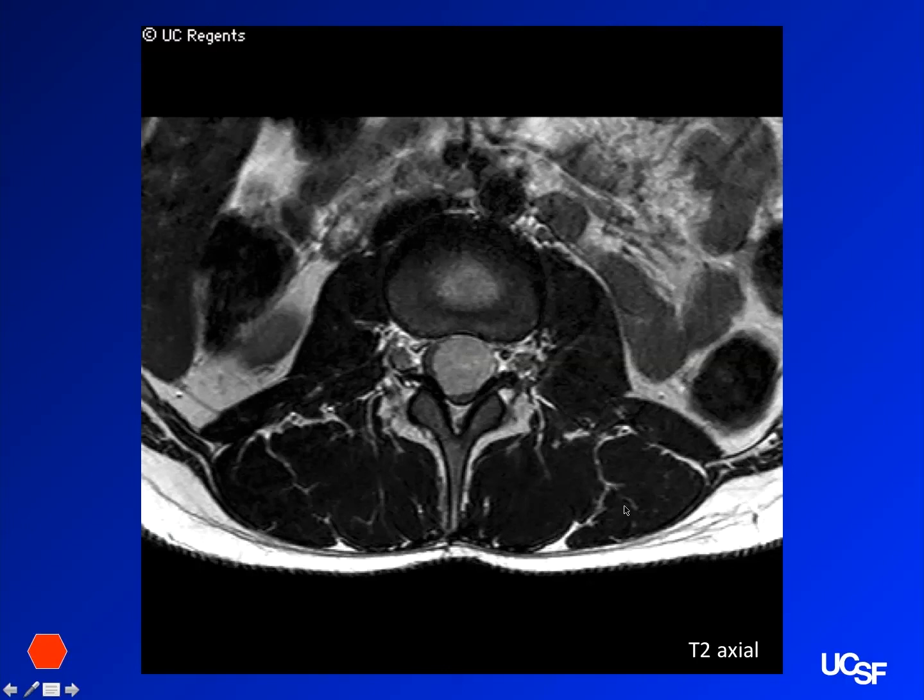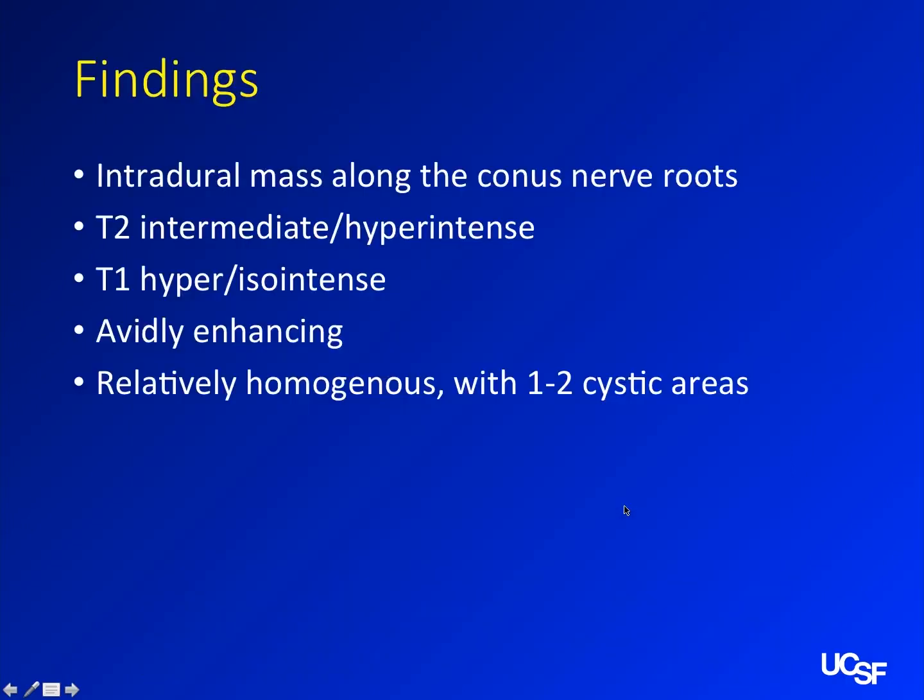Okay. So yeah, it's sort of the same thing. You got this mass. It's avidly enhancing. It's an intradural mass. What do you want as your differential diagnosis here? Schwannoma, meningioma. All right, perfect.